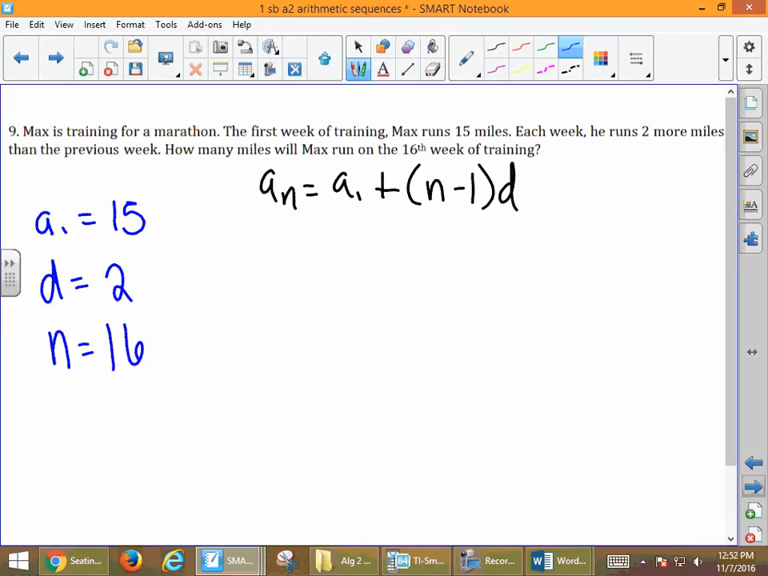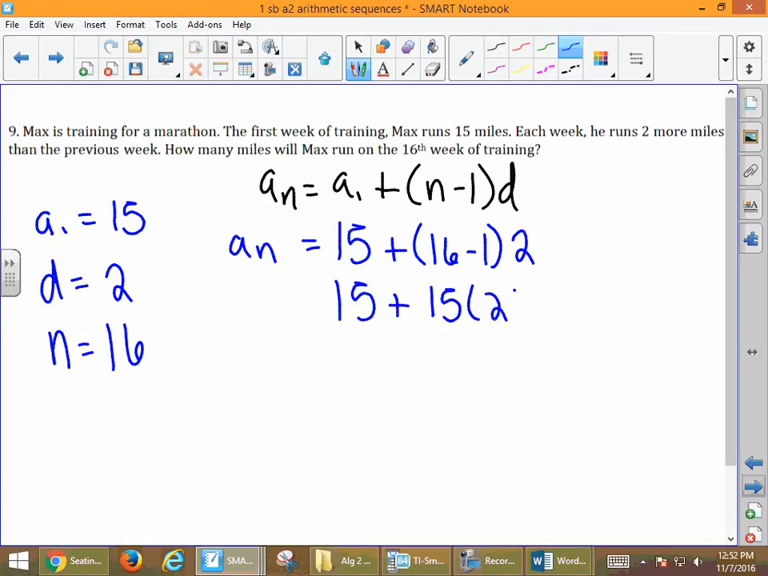So very, very similar to many of the problems that we've done today. When we go back and fill this in, 15 plus 16 minus 1 times 2. Again, at this point, you can type it in your calculator. We get 15 plus 15 times 2. 16 minus 1 is 15. 15 plus 30 is 45.